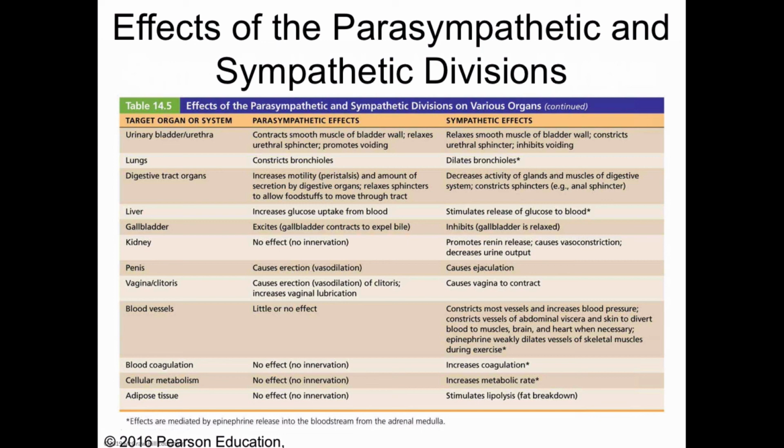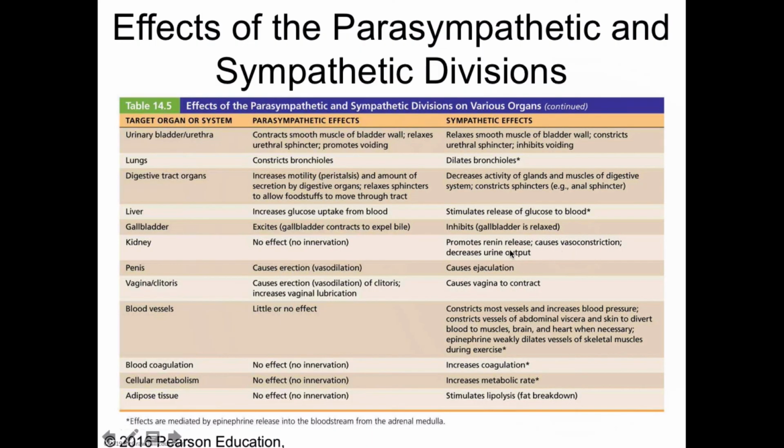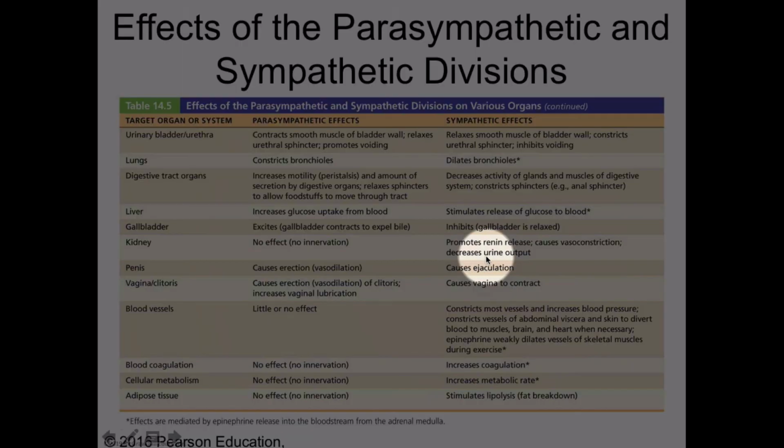We just went through this, class. It constricts vessels of the abdominal viscera and skin to divert, class, blood to muscles, brain, and heart when necessary, to shunt that blood. But epinephrine, class, weakly dilates the vessels of skeletal muscles during exercise. And looking here, class, where it says kidney, we've done this moments ago, with promoting, class, the release of renin, causing a vasoconstriction, and of course, it decreases urine output.